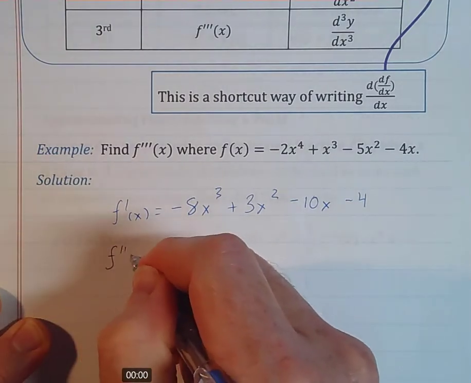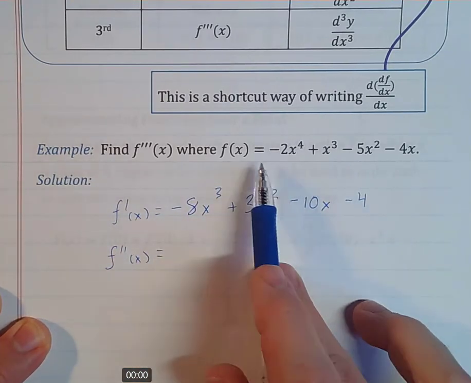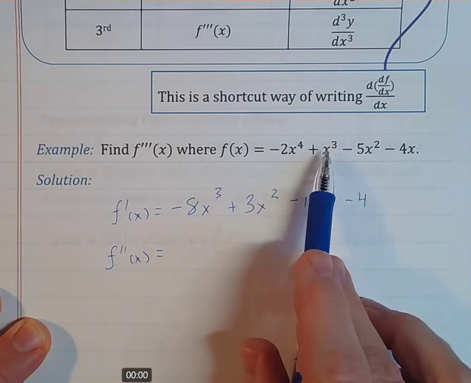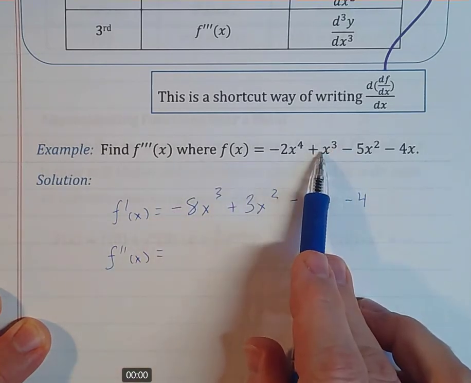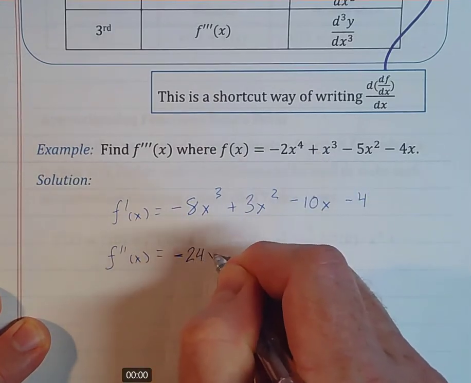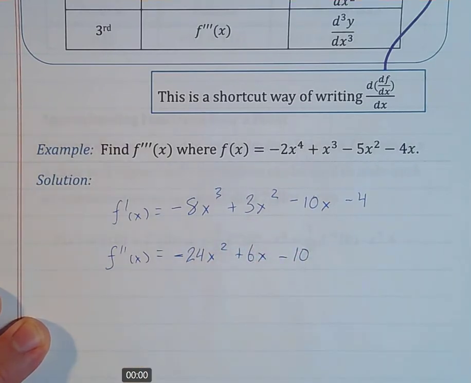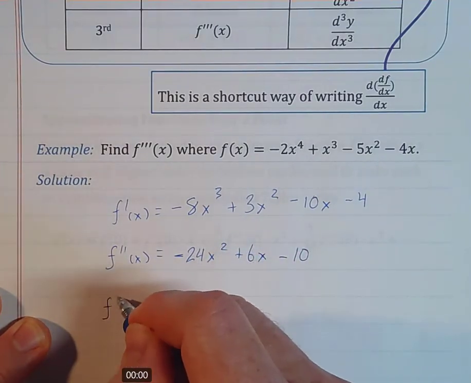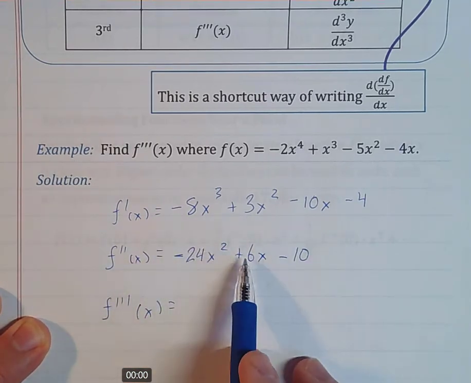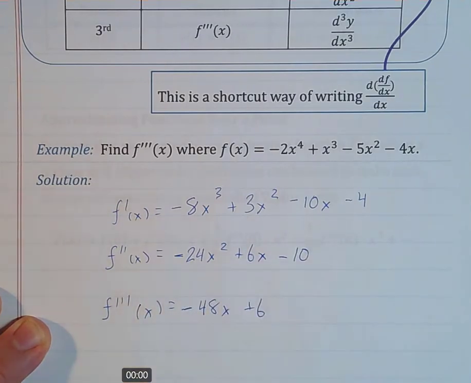The second derivative would be the derivative of this one. All right, so you start with the original function is this. The first derivative is the derivative of this. The second derivative would be finding the derivative again. So it looks like we get negative 24x squared plus 6x minus 10. And then the third derivative would be the derivative of the second derivative. So that would be negative 48x plus 6.